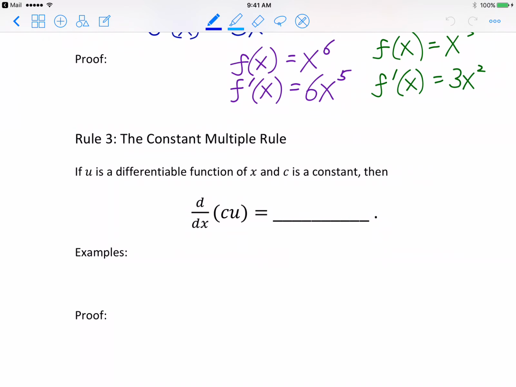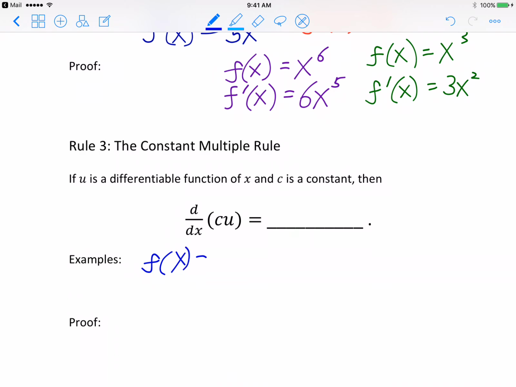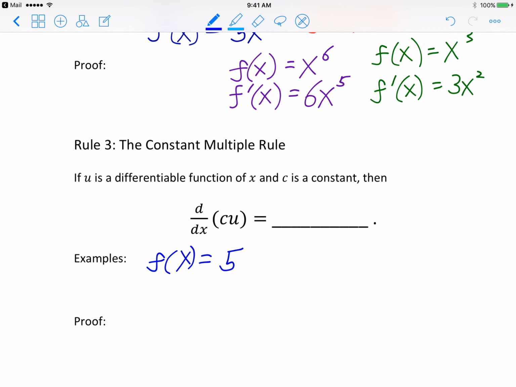Okay, let's take a look at an example. An example of that would be something like this. You have f of x is equal to 5 times x to the third power, or you could think of that 5 as a constant value in front that is being multiplied to another function, x to the third power. In this case, that function would be u, and the c would be the constant right there. So what would happen here?